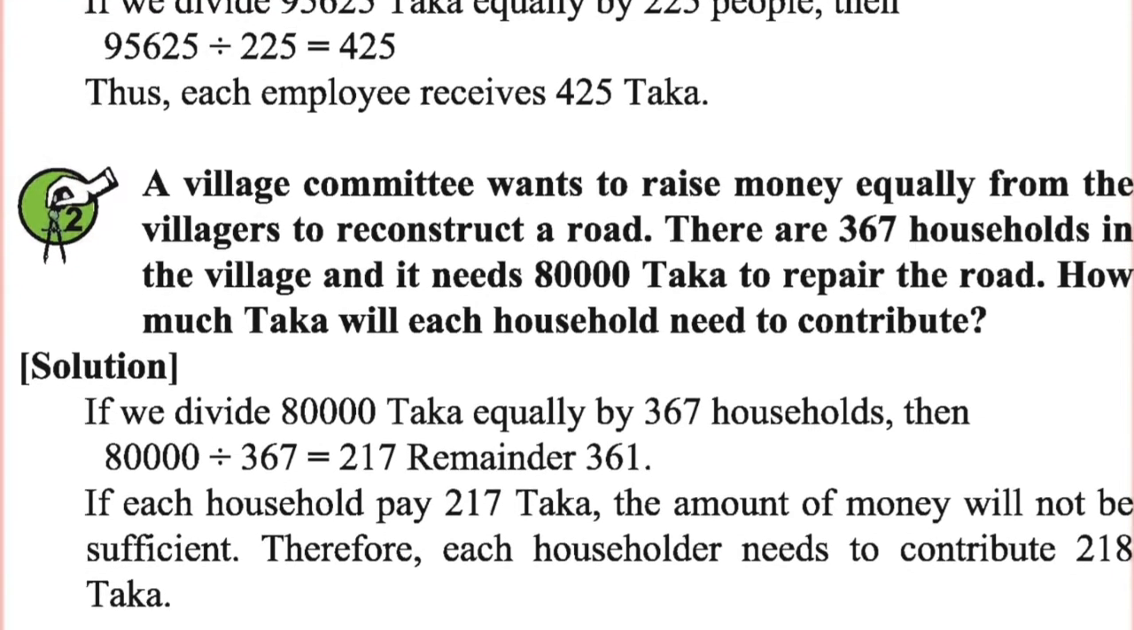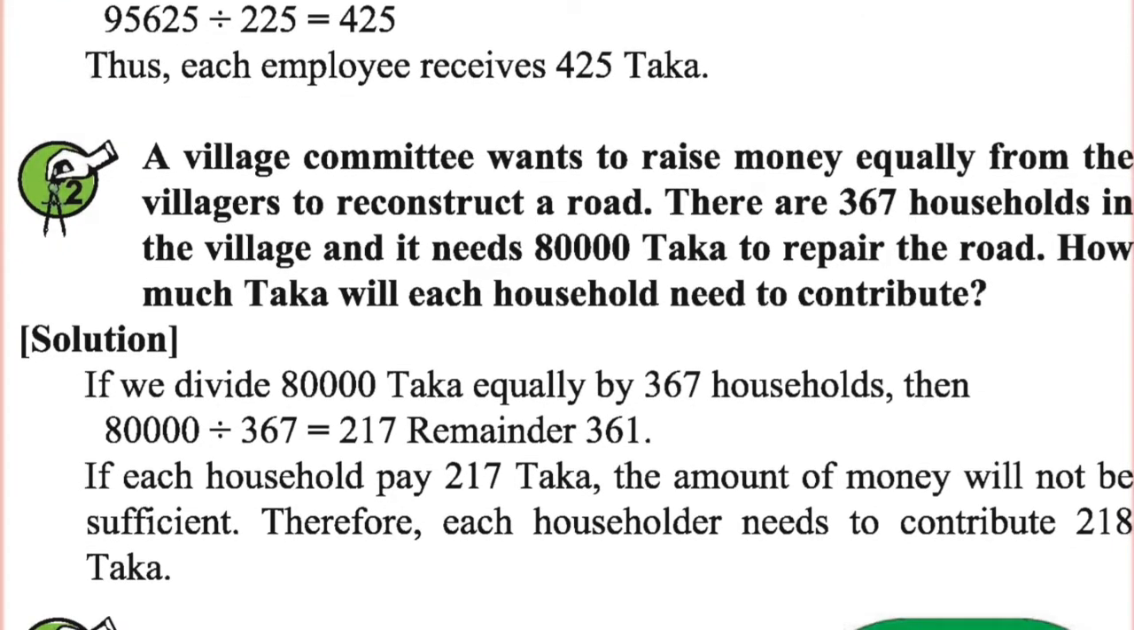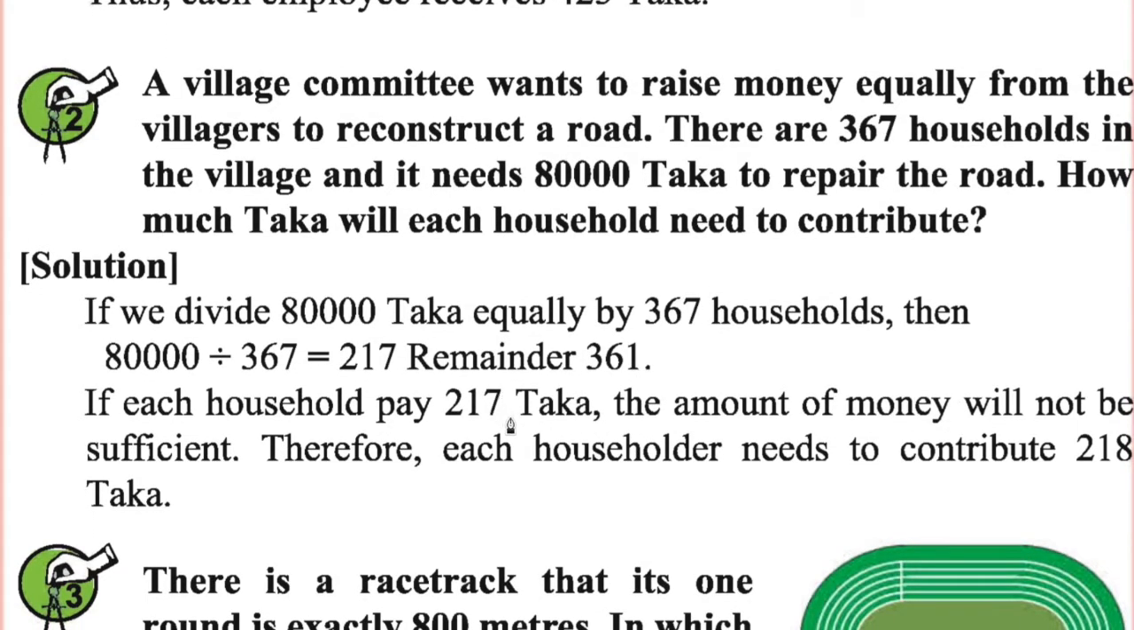A village committee wants to raise money equally from the villagers to reconstruct a road. There are 367 households in the village and it needs 80,000 taka to repair the road. How much taka will each household need to contribute? 80,000 by 367. Then you will get 217 as the quotient, remainder as 361. So if each household pays 217 taka, the money will not be sufficient. Therefore, each household needs to contribute 1 taka more, that is 218 taka.